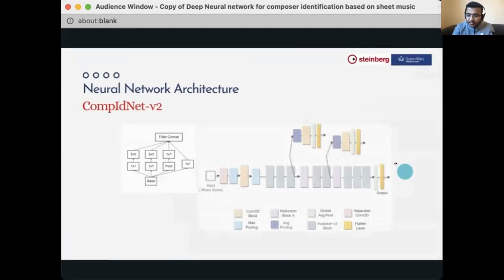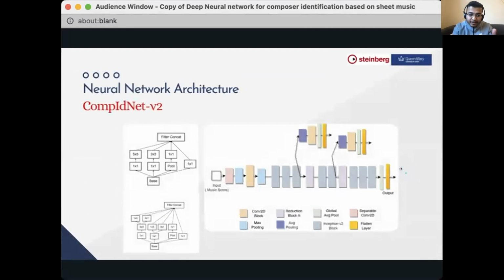After doing some experiments on this network, we tried to modify it and came up with Composer Identification Network version 2. Version 2 improved on version 1 basically by reducing the computational complexity even further. It was possible to improve the efficiency of the convolution by using a smart factorization method, which we utilized in version 1 as well. So the network's computational cost is reduced when convolutions with an n cross n filter size are replaced with 1 cross n and n cross 1. That is basically the factorization technique which we use in deep learning.